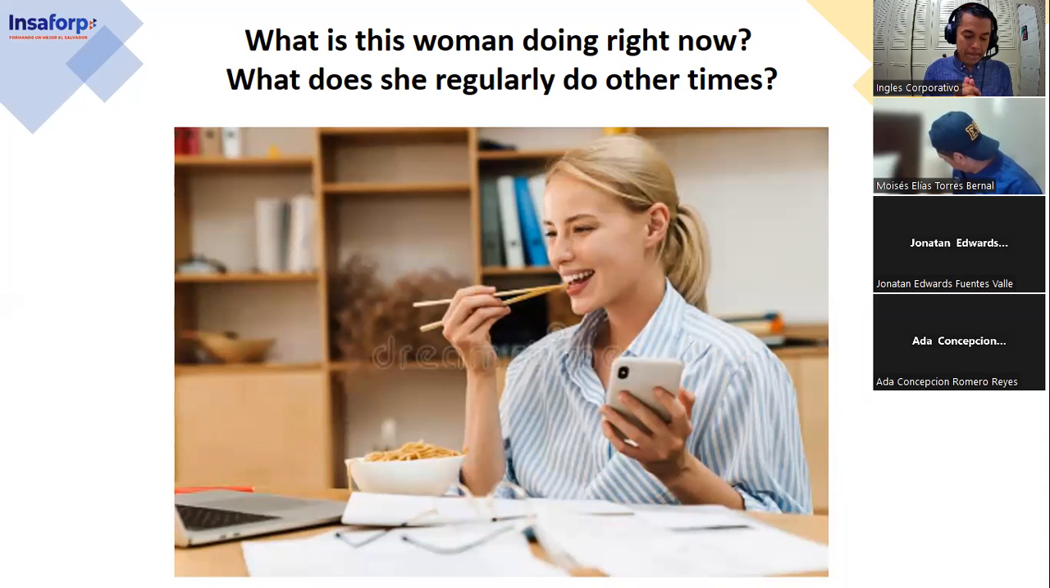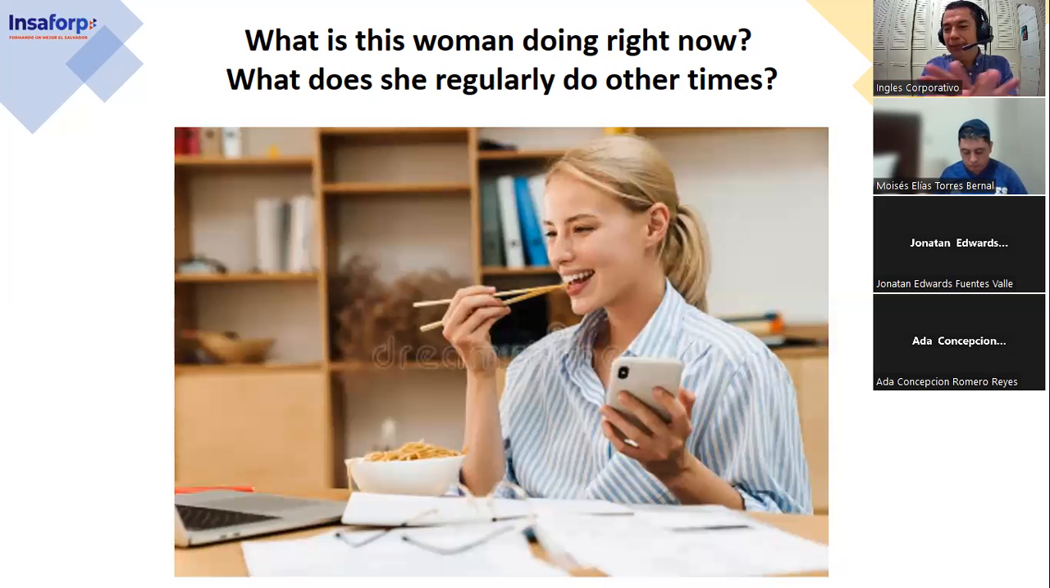She's dinner. Ok, she's having dinner. Ella está cenando. Ok, she's eating dinner. Ok, muy bien. Correcto. Pero, Ada, vamos a ver si me explico. Eso es lo que nosotros vemos en el dibujo, ¿sí? Y todo lo que ella está haciendo lo hacemos usando el presente continuo, ¿sí, Ada? Que ella está cenando, ella está viendo el celular, ella está estudiando, ella está viendo la computadora, ella está viendo el WhatsApp. Muy bien.